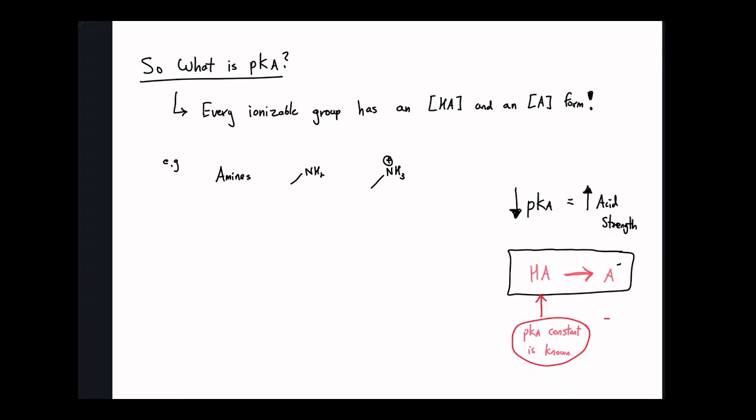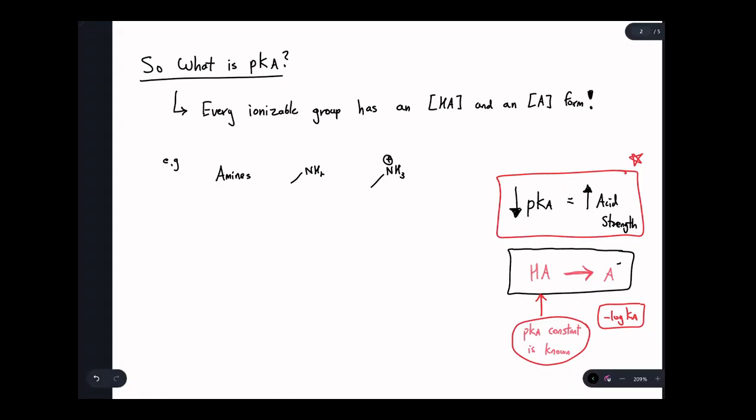Same idea, it's the negative log of Ka. Ka is how strong the acid is. So a low pKa means high acid strength, and that's really all you need to know about pKa for this. So for example, if we look at amines, we can see there's one form that has a hydrogen and another that is missing that hydrogen. So I could assign this the HA form and this the A form.